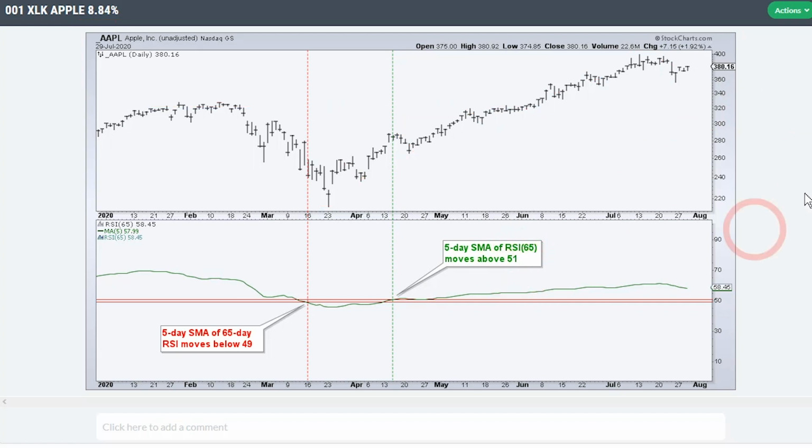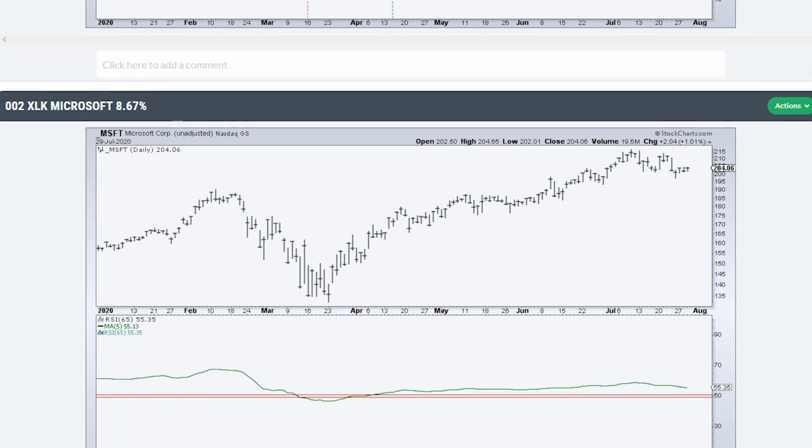Now, as far as trend identification is concerned, we've been in an uptrend since the middle of April when the 5-day SMA of 65-day RSI crossed above 51, and that will stay until we cross below 49. And as far as trend following signals are concerned, we don't question them. We just take them as they come and let the chips fall where they may after the actual signal. So Apple is still in an uptrend, but it looks vulnerable to a correction. And that's kind of the consensus for these other ones.